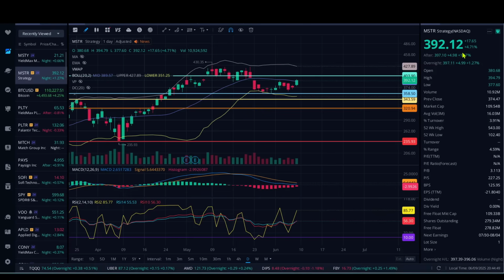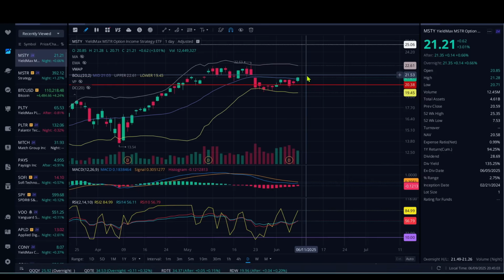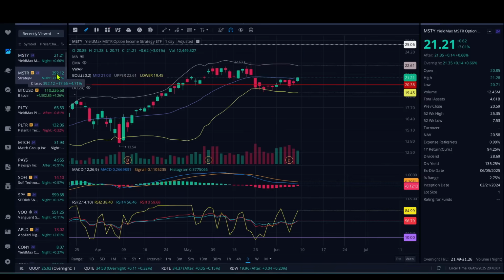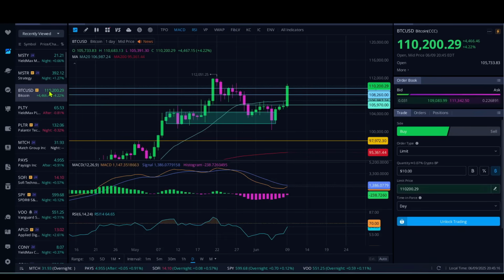But as you can see, with MSTR earning 4.7% on the upside and MSTY earning 3% on the upside, we got a little price movement as well. So I'll take that all day long. But what is causing MSTR to move up? Well, I think we all know. It is Bitcoin.